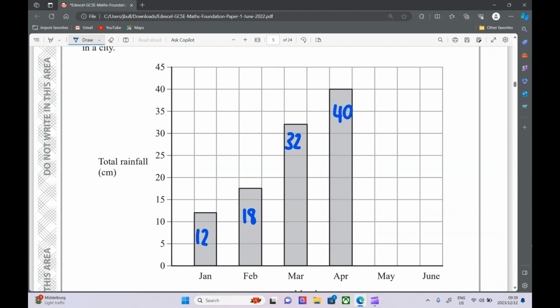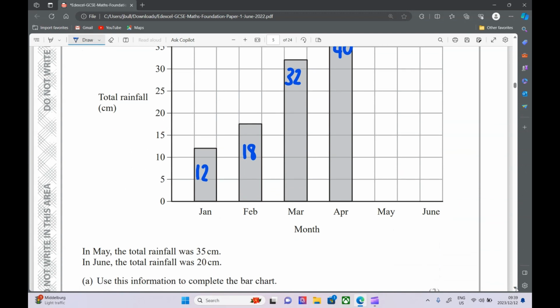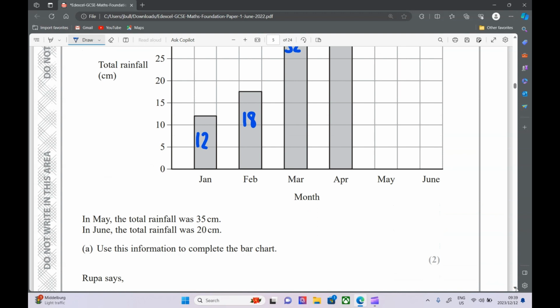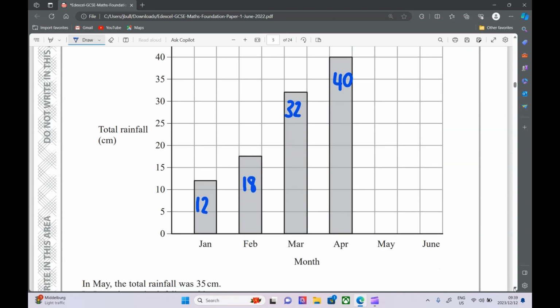Okay, and they want to know, let's see what the question is. In May, the total rainfall was 35 centimeters. In June, the total rainfall was 20 centimeters. Okay, so we don't actually need those numbers. First of all, they just say complete the chart. Okay, so let's fill in May. So in May, we said the rainfall was 35. So I'm going to go to May. Remember, we have to go into this block. I'm going to go to 35.